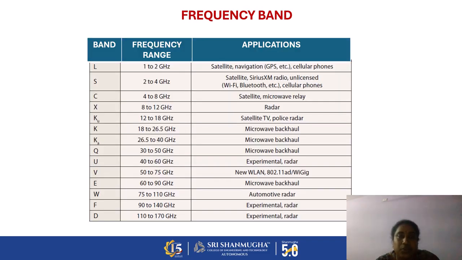And next one, these are all the frequency bands. In the previous slide, I mentioned the bands from L to D. So this is the particular frequency range for each band. Here I mentioned the applications of the particular frequency ranges, and mainly we are using the X band, that is 8 to 12 gigahertz, in radar communication. Almost the microwave frequency band covers the entire range of bands from L to D, starting from 1 gigahertz to 170 gigahertz.